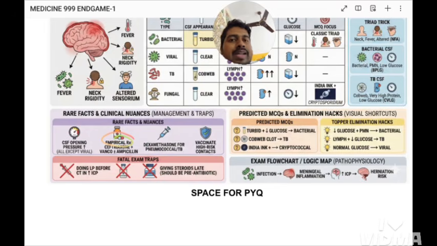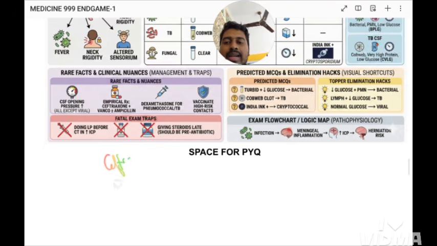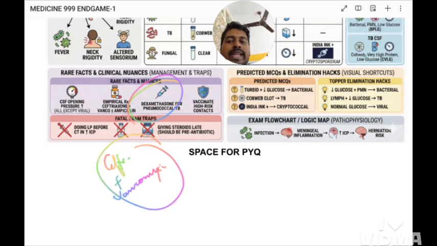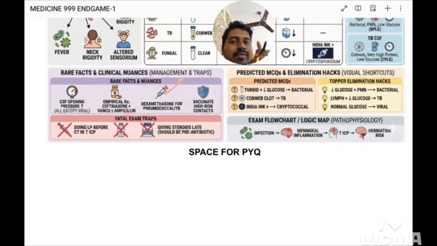Next, what is the empirical treatment? If we assume it is bacterial, then we give a third generation cephalosporin, which is nothing but ceftriaxone, and along with that we give vancomycin. So ceftriaxone plus vancomycin is the drug of choice. Then if it is TB, we give dexamethasone. If it is pneumococcal meningitis, then also we give dexamethasone. The best option in case of TB meningitis is dexamethasone.